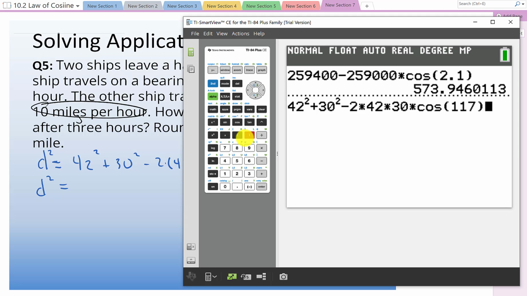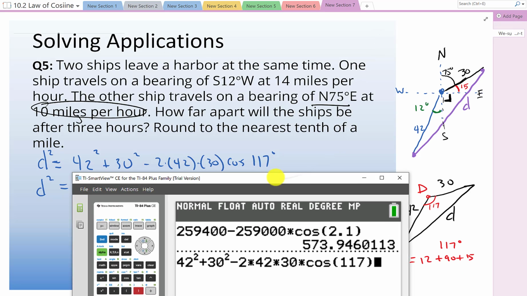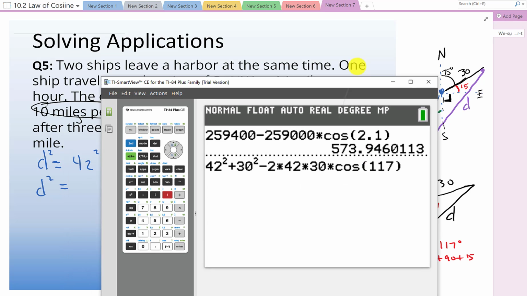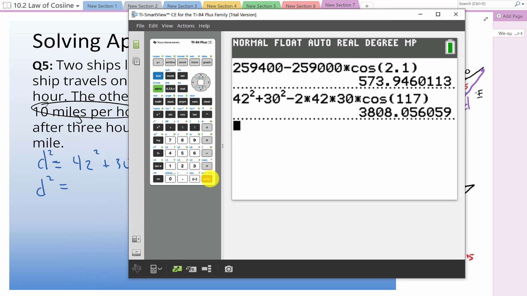I'm sorry I've covered up the problem, but I hope I remember the numbers. In fact, I'm pretty sure I did. 42 squared, 30 squared, minus 2 times 42 times 30, cosine 117. Yep, so that is the whole thing. Enter that. And we get this large value, 3,808.05.